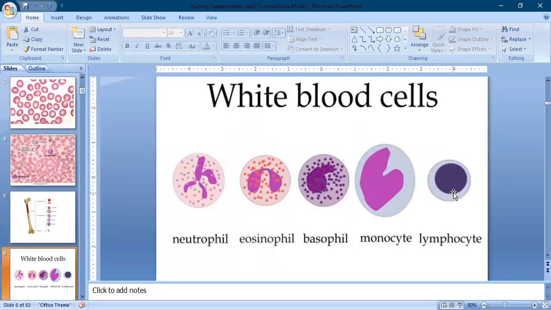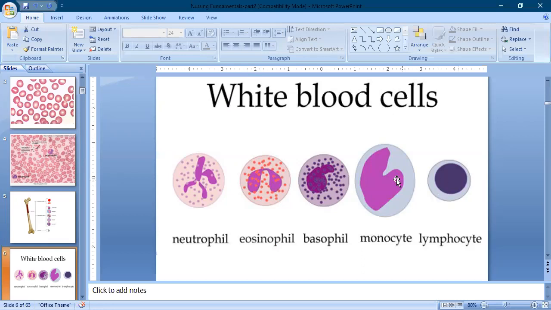The nucleus is almost the same size as the cell. So the neutrophil total number is more. It is 55 to 75%. And when neutrophil increases, it indicates acute bacterial infection. Then I said lymphocyte, 20 to 40%. When lymphocyte increases, it indicates chronic bacterial or viral infection.